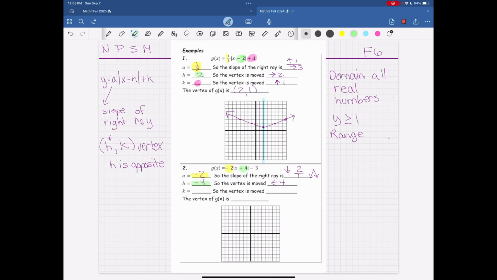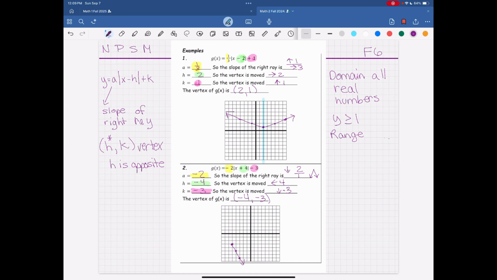And then the easy one, our k, is negative 3. Very straightforward. We're going to move this thing down 3. Our vertex is going to be negative 4, negative 3. I'm sorry, I forgot that negative there. So you're going to start negative 1, 2, 3, 4, down 1, 2, 3. And from this vertex, you are going to go down 1, 2, right 1, down 1, 2, right 1. That's going to give you your right ray.